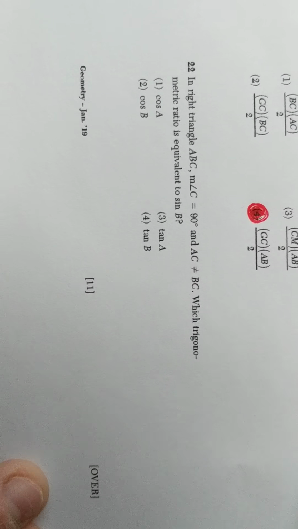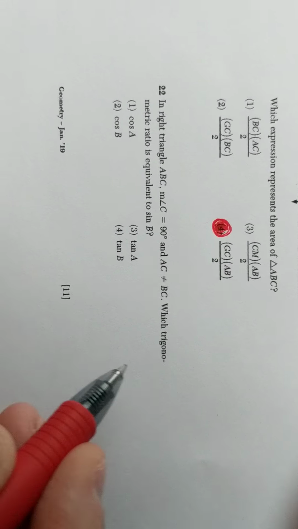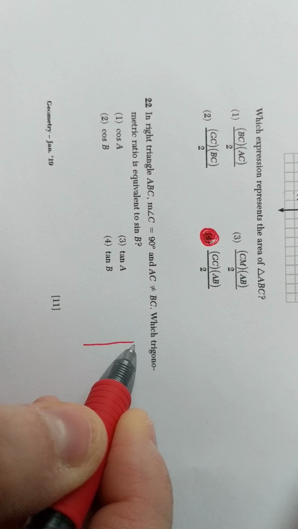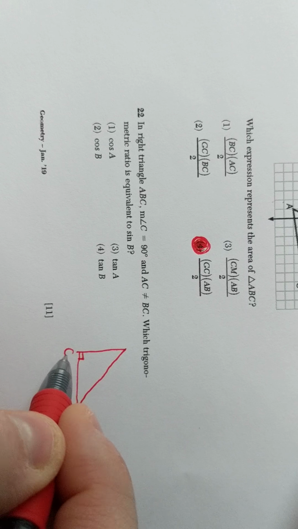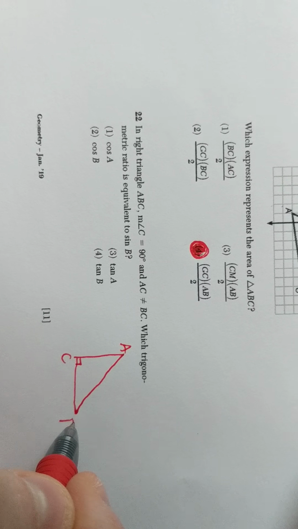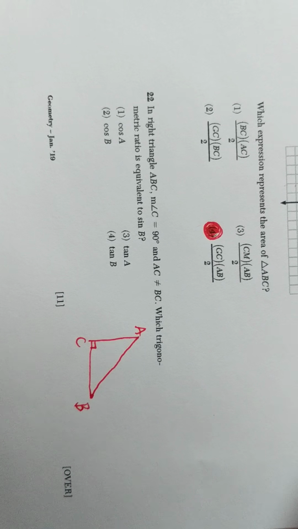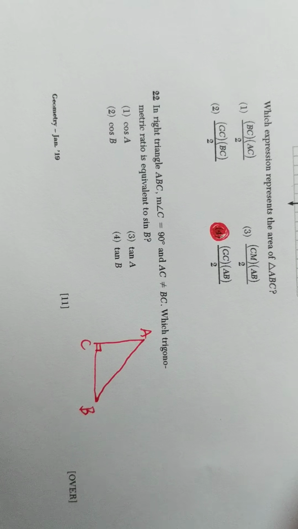22. In right triangle ABC, the measure of angle C is 90. So here's 90, that's angle C. Here's A, here's B. Which trigonometric ratio is equivalent to sine B?